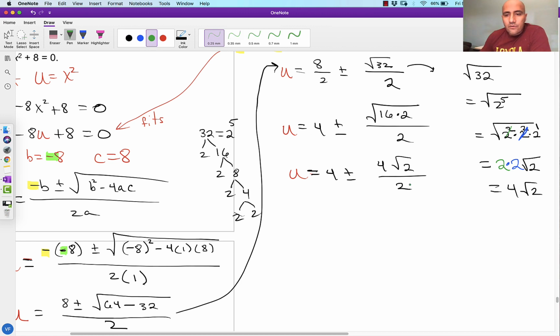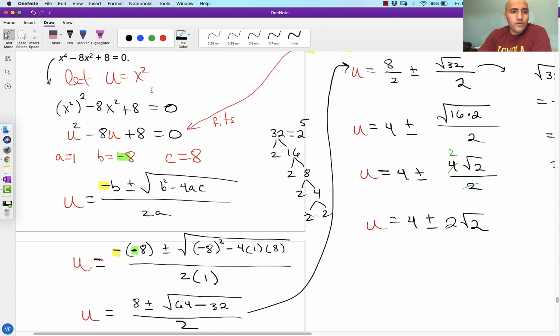Finally, back out here, this 2 will reduce with that one, giving me a 2. And we end up with u equals 4 plus or minus 2 root 2. And we're almost done, except that the original question was not about u. The original question was about x to the 4th power minus all that. I'm the one that did this substitution, so we can't be done yet. We're going to have to come back and replace this here as well.